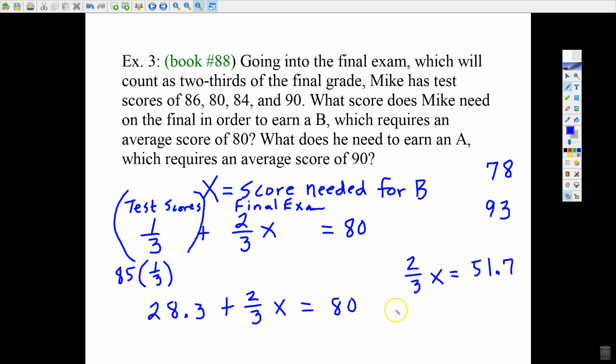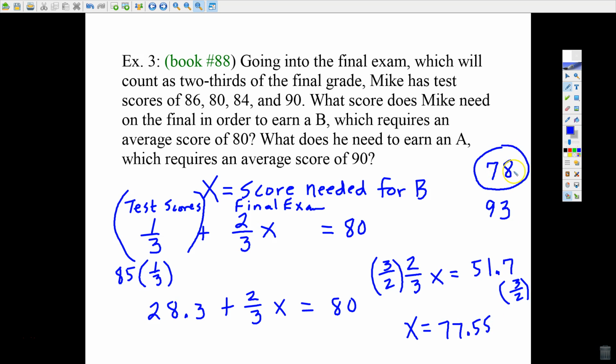Multiplying by 2/3, what's the inverse of multiplying by 2/3? Okay, multiply by the inverse, multiply by 3/2 on both sides. So in your calculator you can do 51.7 times 3 and then divide that by 2. Okay, and we just rounded it up to the next. You said 77.55, and this just represents rounded to the next whole grade.